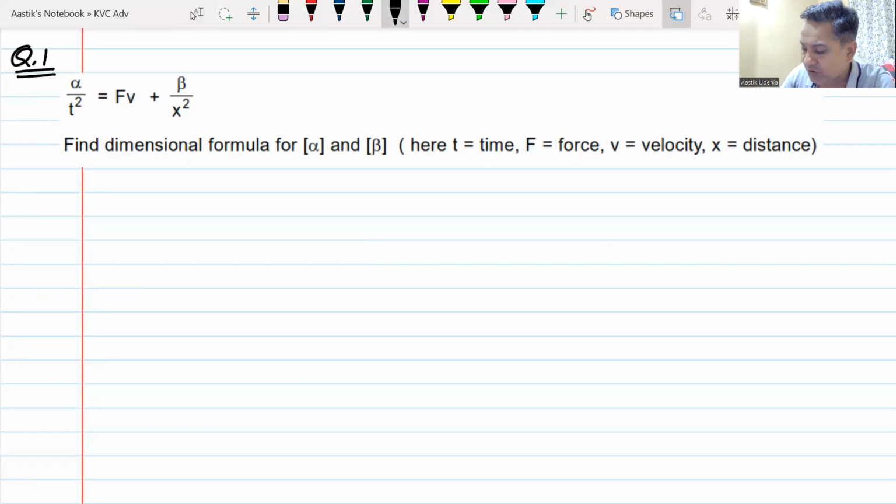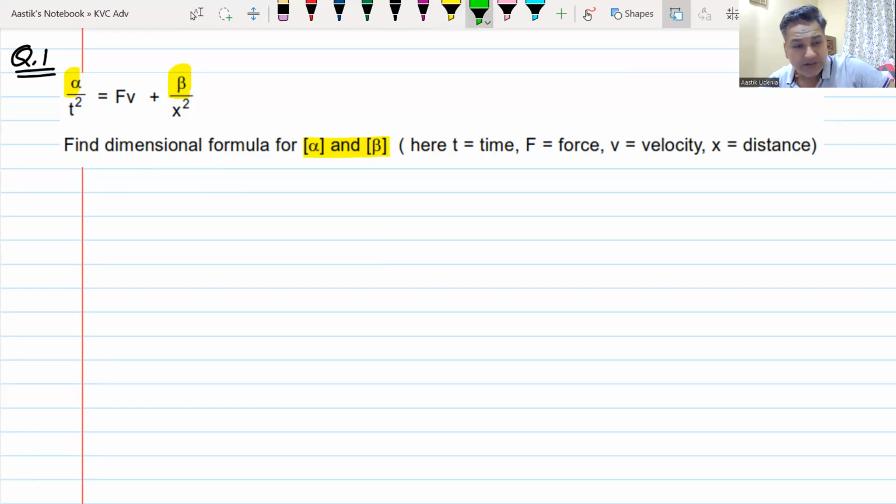This is, let us say, question number 1. Alpha by t square is equal to F into v plus beta by x square. Now there are some unknown quantities and some known quantities. You have to find the dimensional formula or dimensions of alpha and beta. Alpha and beta are the two unknown quantities here, whose dimensions we have to find out.